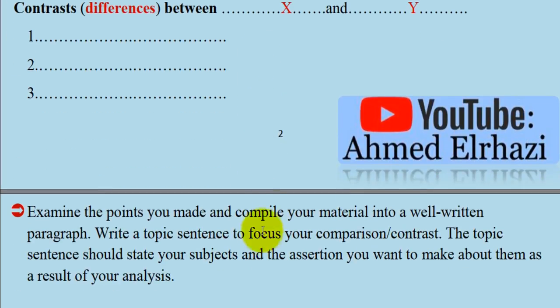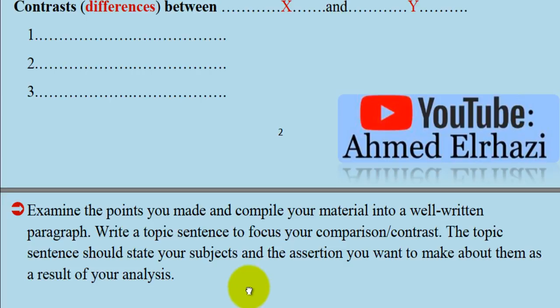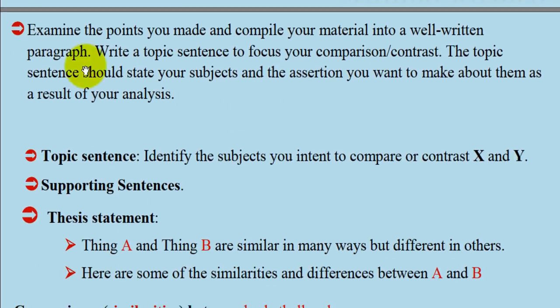Okay? After that, examine the points you made and compile your material into a well-written paragraph. من بعد تجمع دوك الأفكار كاملين دوك البوينتس وكتقدم على شكل paragraph. Write a topic sentence to focus your comparison or contrast. The topic sentence should state your subjects and the assertion you want to make about them as a result of your analysis. المغزى من هادشي كامله هو topic sentence بيت نكتب فيها you identify the subjects you intend to compare or contrast, X and Y. بتدوي عنا شنو هما هادوك التوبيك اللي بيتي تناقش لينا تماك شنو هما دوك الحوايج اللي بيتي تقارن.